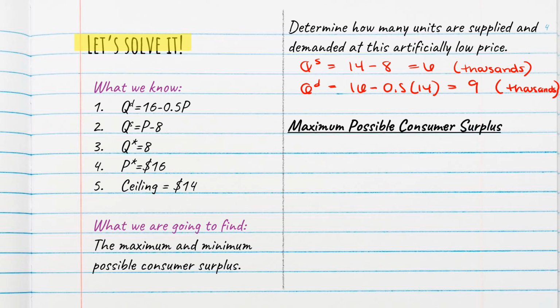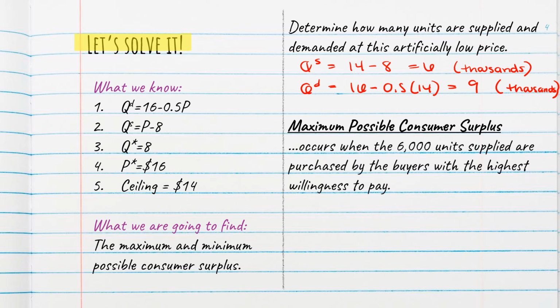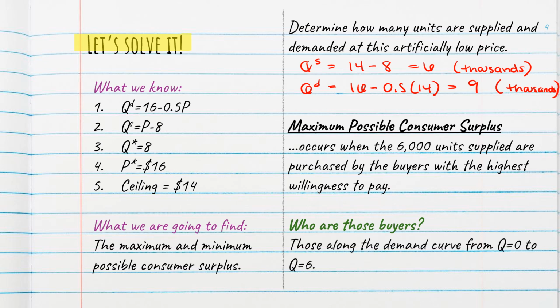Let's start first by talking about the maximum possible consumer surplus. This is going to occur when the 6,000 units supplied are purchased by the buyers with the highest willingness to pay. So those along the highest part of the demand curve. Who are these buyers? Well, those are the buyers along the demand curve from 0 to 6. Why from 0 to 6? Because demand curves are downward sloping. So the first 6,000 units come from those with the highest, the tallest demand curve, so to speak.